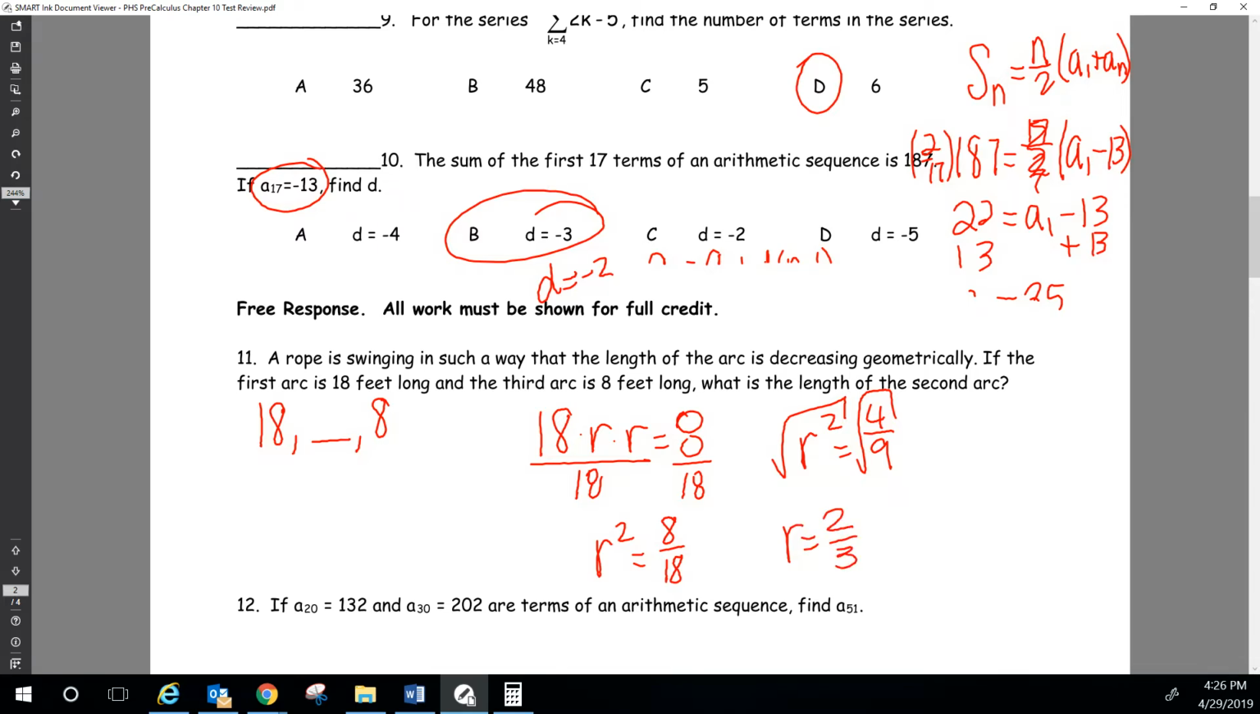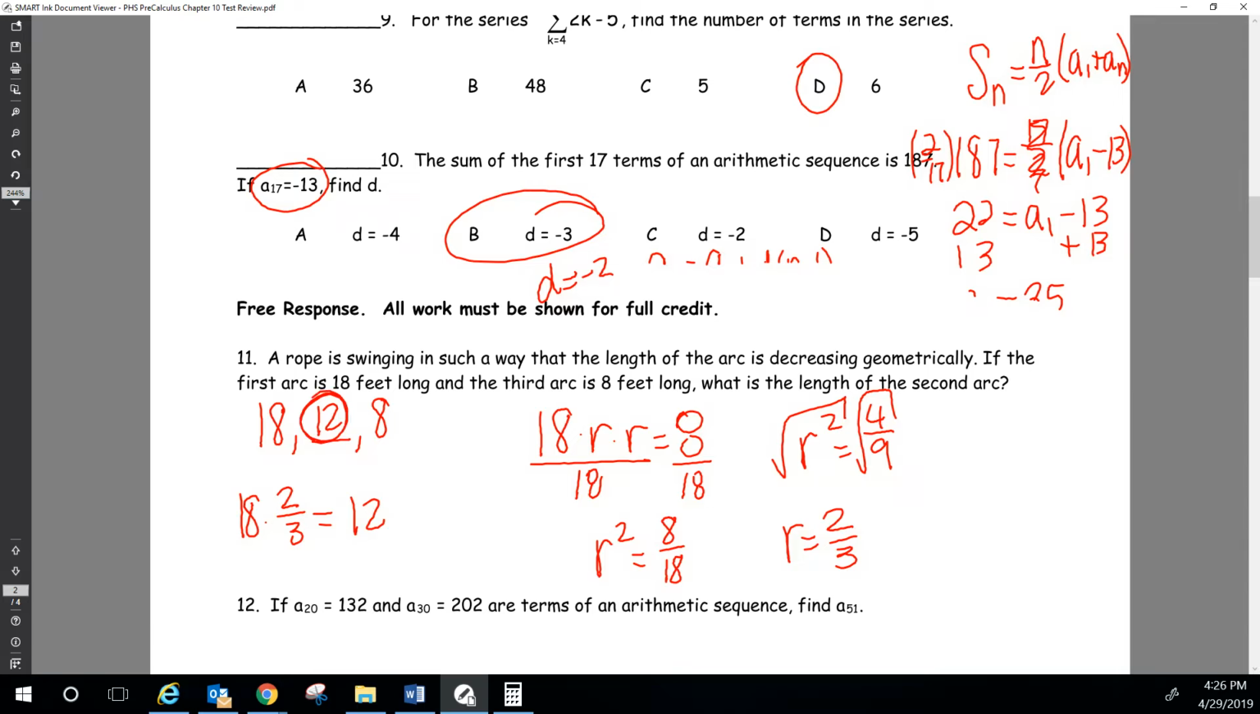Now, they didn't ask me what the common ratio was. They said, what's the length of that second arc? So I'm going to take 18, multiply it by 2/3. This would be 36 over 3, which is 12. And so that is the length of the second arc.